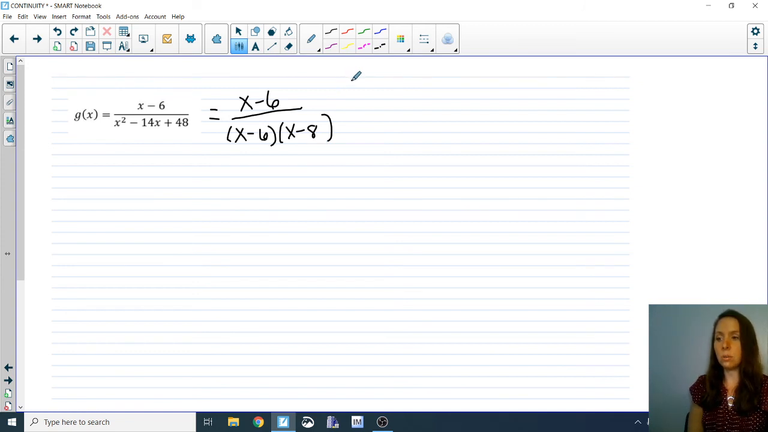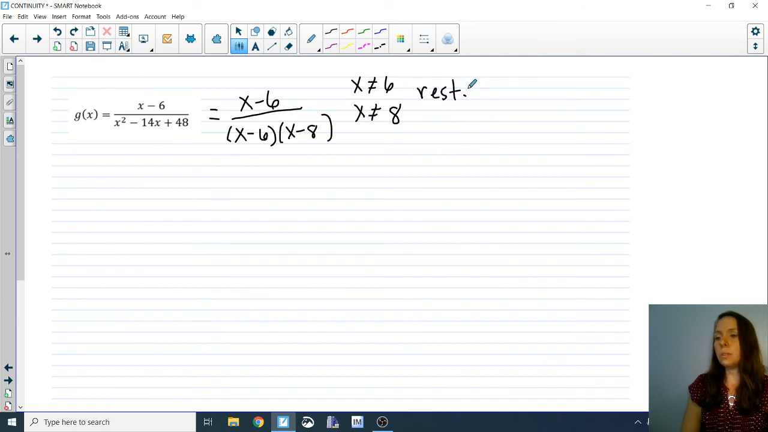There are two. X cannot equal 6, right? Because 6 minus 6 is 0, and multiplying this entire denominator by 0 would make the denominator 0. Also, x cannot equal 8 because of the same reasoning. 8 minus 8 is 0, and multiplying by 0 would make the entire denominator 0. So those are your restrictions.